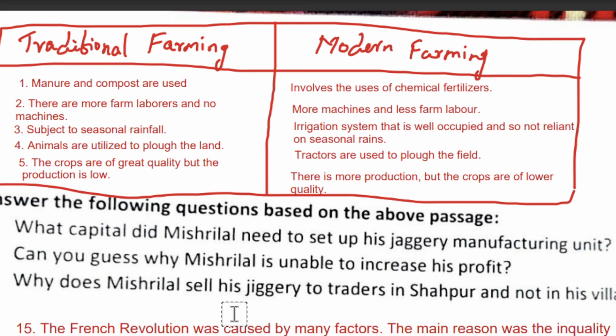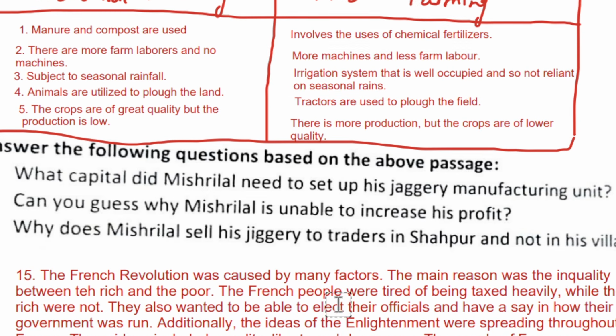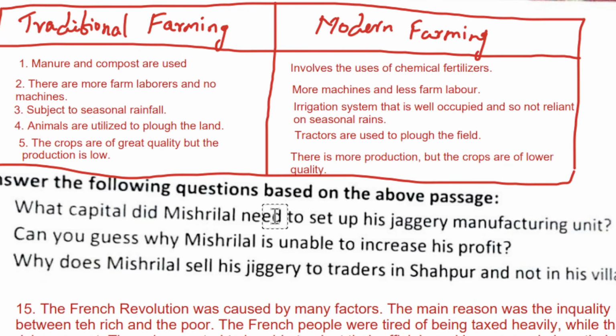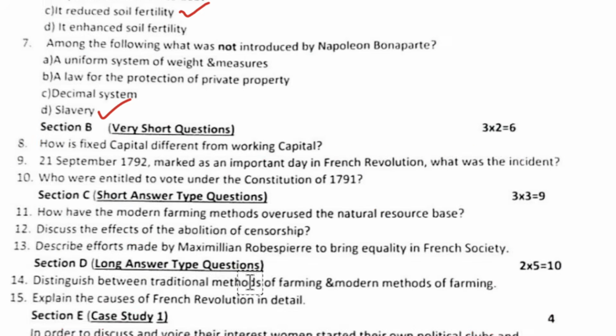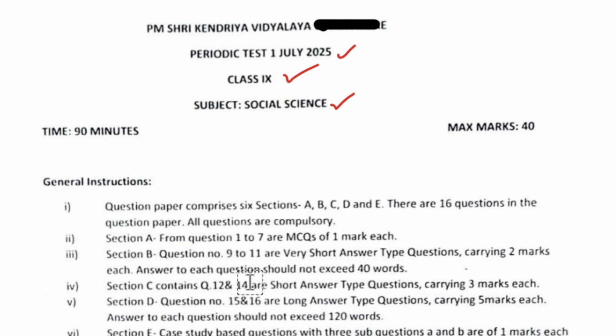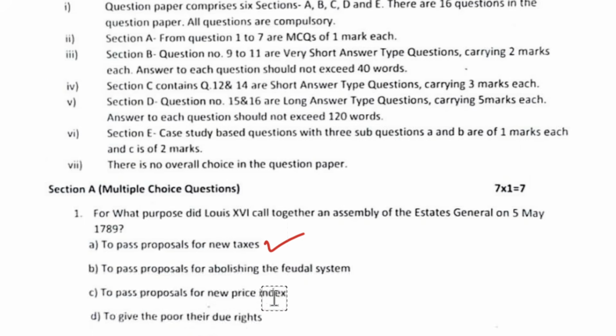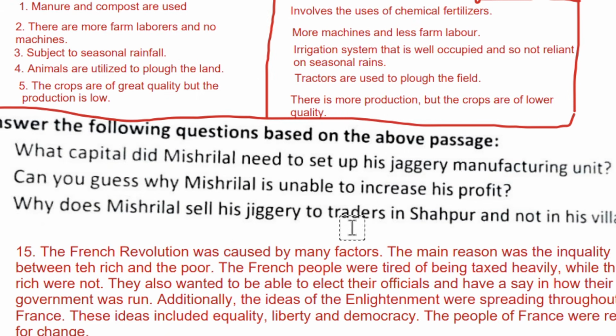You can answer: Mishal sells the jaggery to traders in Shahpur because in the village the profit will be very low as there are very few people there. But in Shahpur he can meet more merchants and traders, so that he will get more profit. Okay, so these two are 1-mark questions, and this C alone is a 2-mark question, right? They have mentioned, yes, C is a 2-mark question. So you can write the answer which I mentioned in detail.